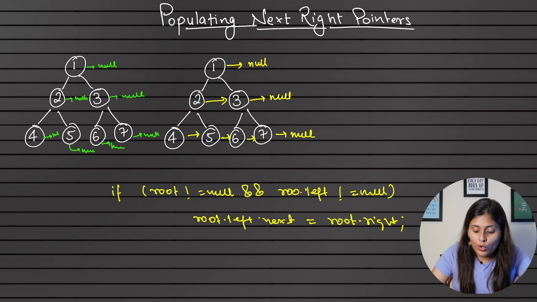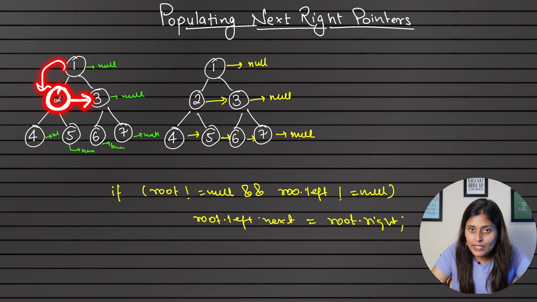Okay. Now, this will get connected, correct? So now we'll move to 2. When we'll move to 2, 2 is already connected to 3. Listen to it very carefully. 2 is already connected to 3. Now again we'll do, does 2 have a left child? Yes. So 2's left child, which is 4, gets connected to the right child.